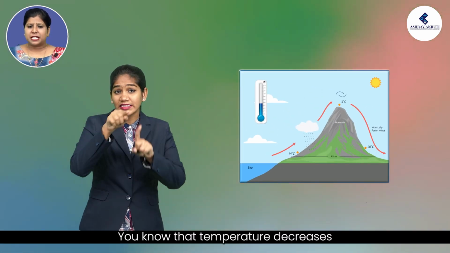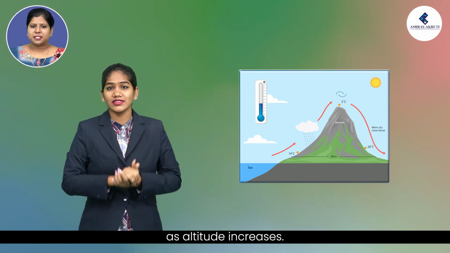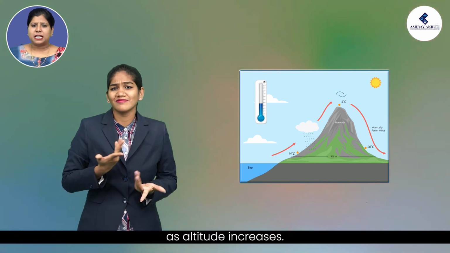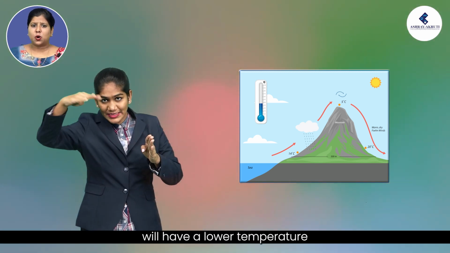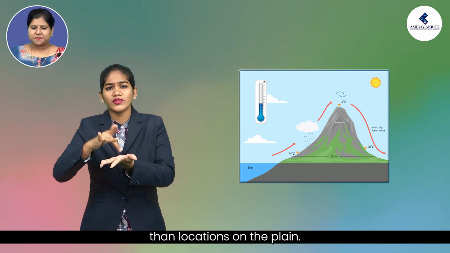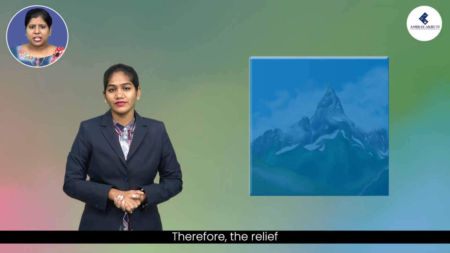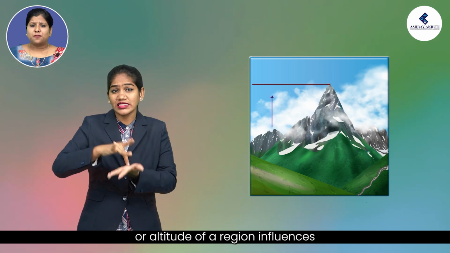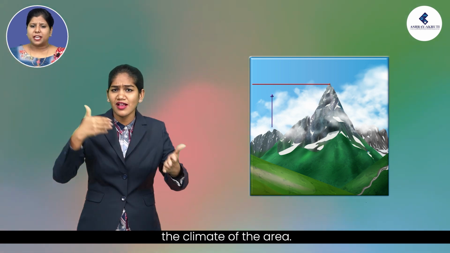Relief. You know that temperature decreases as altitude increases. Hills and mountains will have a lower temperature than locations on the plain. Therefore, the relief or altitude of a region influences the climate of the area.